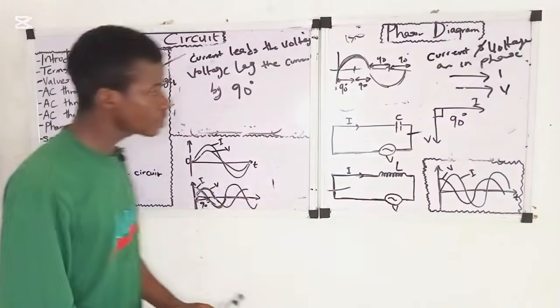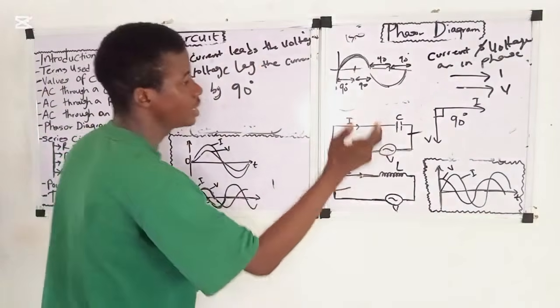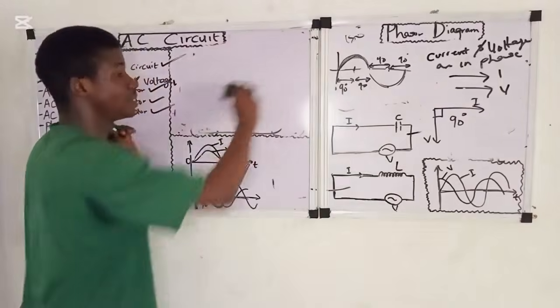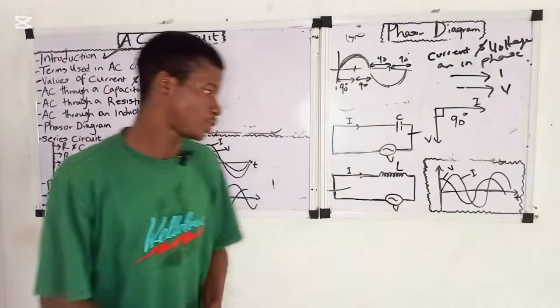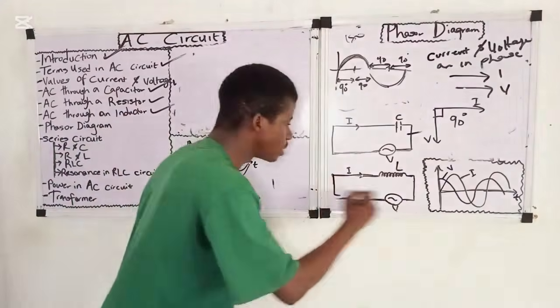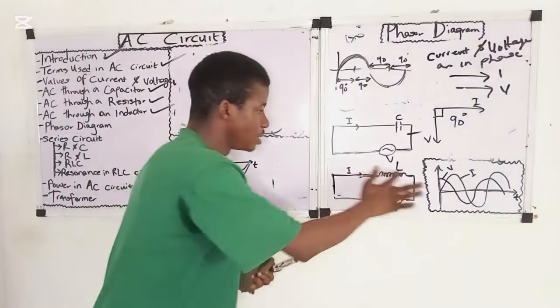Then let's move to the next one, which is a purely inductive circuit. What is a purely inductive circuit? A circuit that contains only an inductor. So this is a purely inductive circuit. Look at the inductor here.